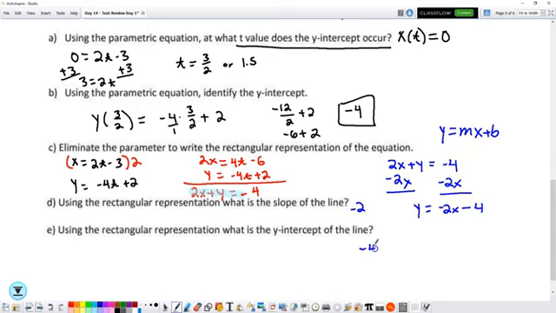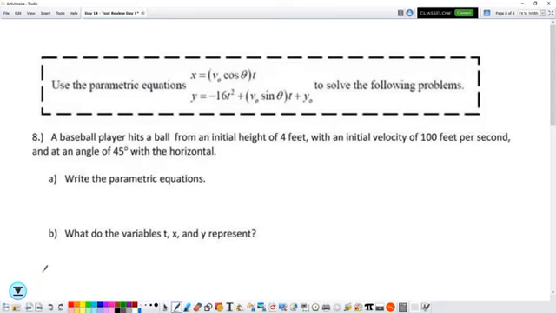All right, number 8. A baseball player hits a ball with an initial height of 4 feet, an initial velocity of 100 feet per second, and an angle of 45 degrees with the horizontal. Write the parametric equations. So I want to go back and read this really carefully. I have an initial height of 4 feet. That's my y sub o, my initial height. We have an initial velocity of 100 feet per second. That is my v sub o. And we've got an angle of 45 degrees with the horizontal. That is my theta. So now I can substitute these values into the two equations in the box.